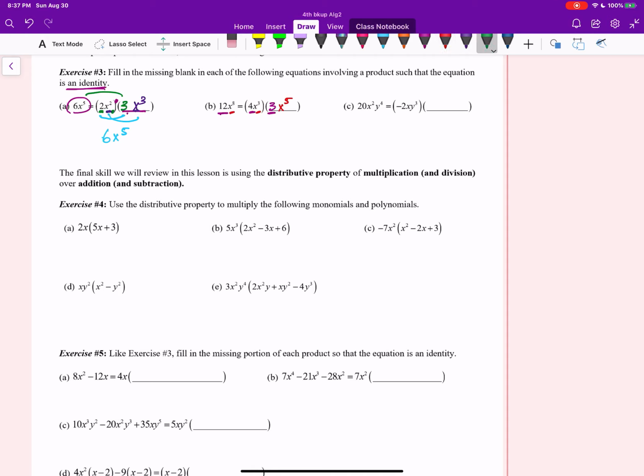C, -2 times what will give us 20? -10. x to the first times what will give us x to the second? Another x to the first. And y to the third times what will give us y to the fourth? We need a y to the first. So -10xy.